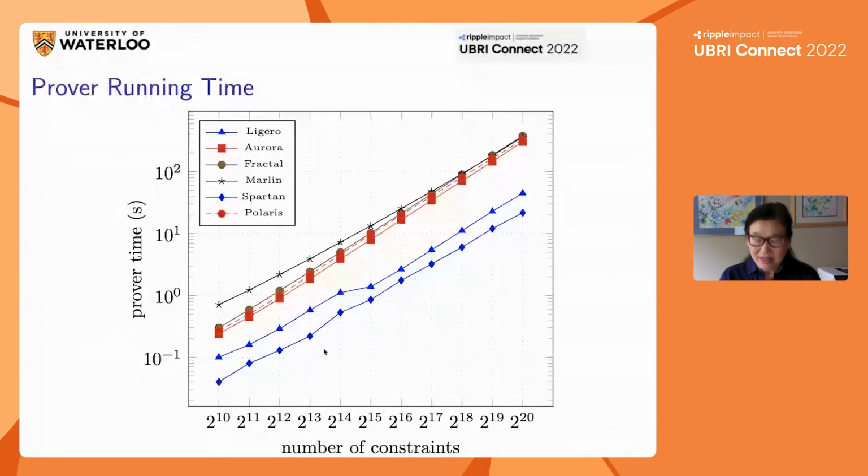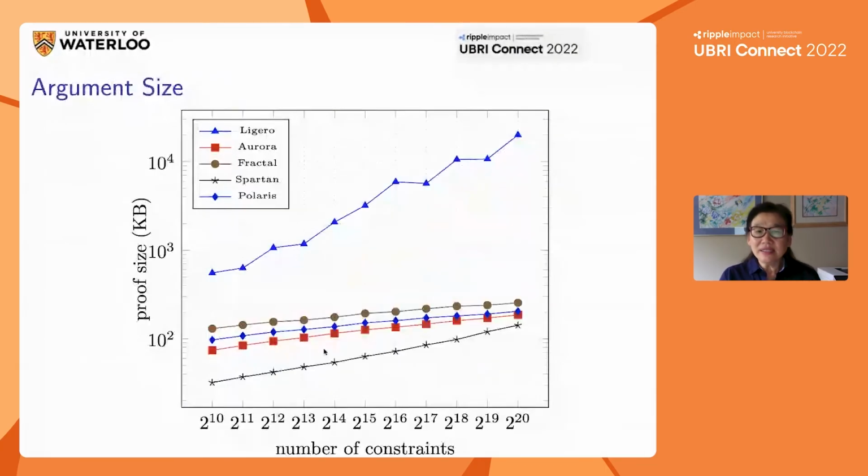And second is the proof size. The proof size is log square root of log n, where n is the size of the circuit. And for Ligero, because the size is square root of n, even with a small number of constraints, this number is already big compared with those log size cases.